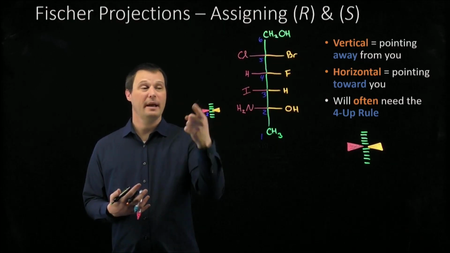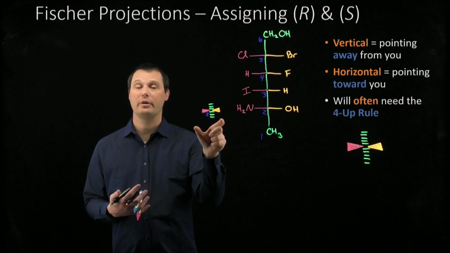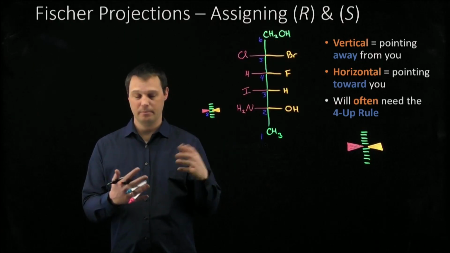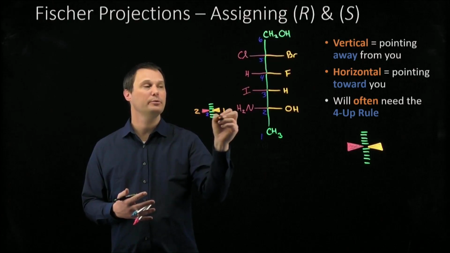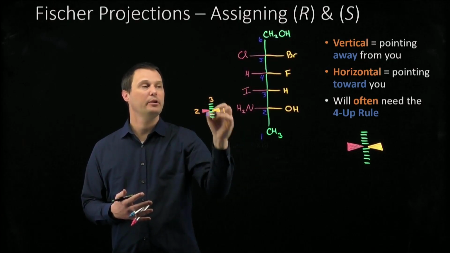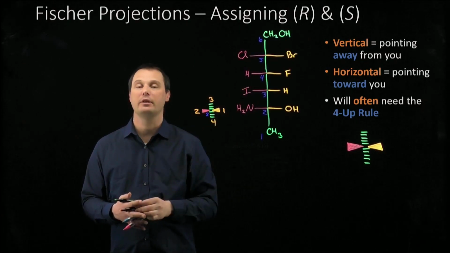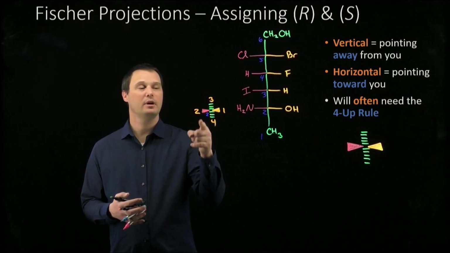This isn't a video about how to use the SIP rules to assign the priority labels. I have a link to that video down below. But the oxygen group will be priority number 1. The nitrogen group will be priority number 2. The longer carbon chain will be priority 3. And the CH3 group will be priority number 4. Great. Priority number 4 is on one of the vertical bonds.